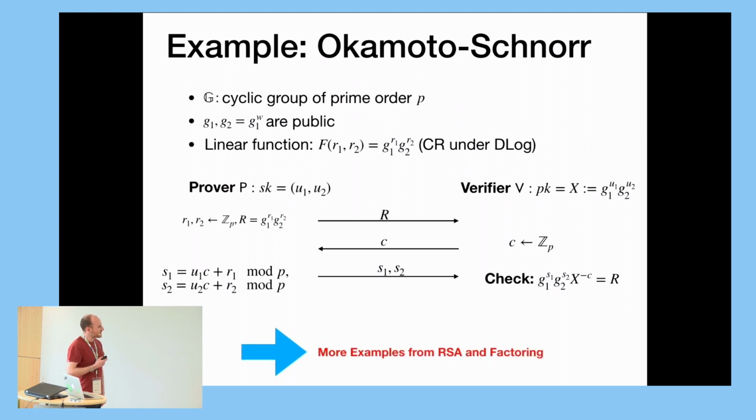Okay, and the nice thing is that because our framework is generic, we have not only this instantiation, but we also have an instantiation from RSA and from the factoring assumption. Okay, and of course we hope that we can prove even more instantiations from more assumptions in this framework.